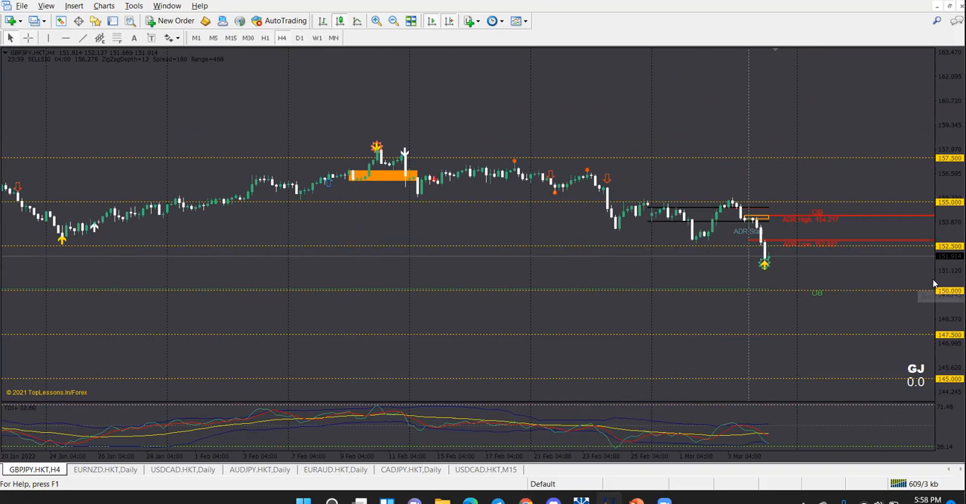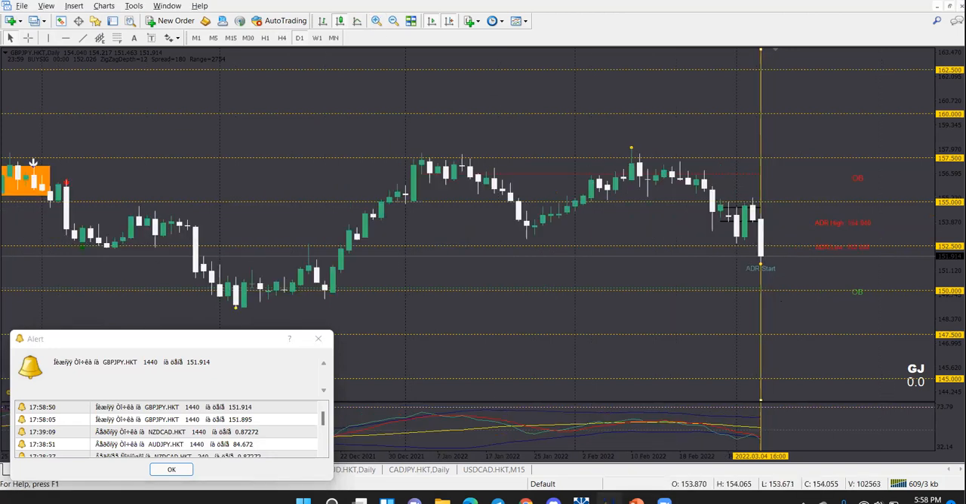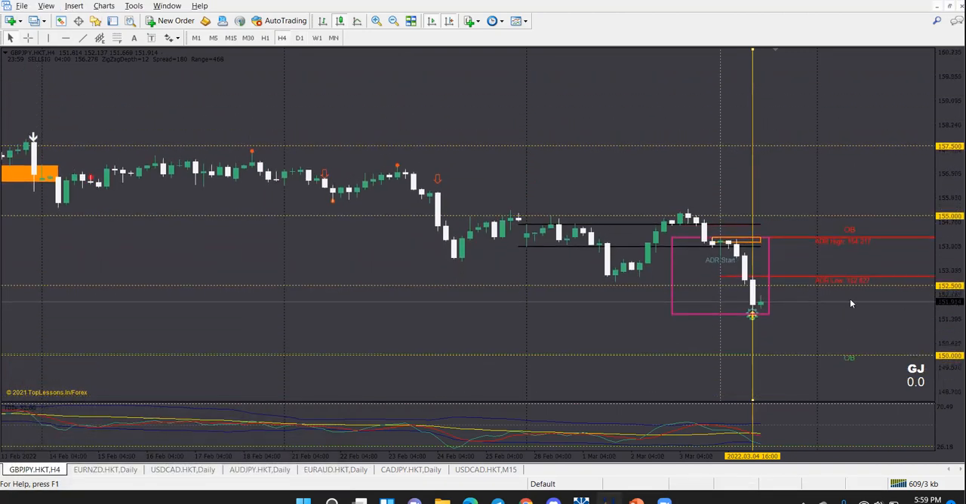Let's look at H4. This is H4, so let me just leave that right there. Let me show y'all something real quick. This is the daily candle. We know with the daily candle that we want to go short. H4 is also clearly telling us that we're going short. We have the second leg already happening here.